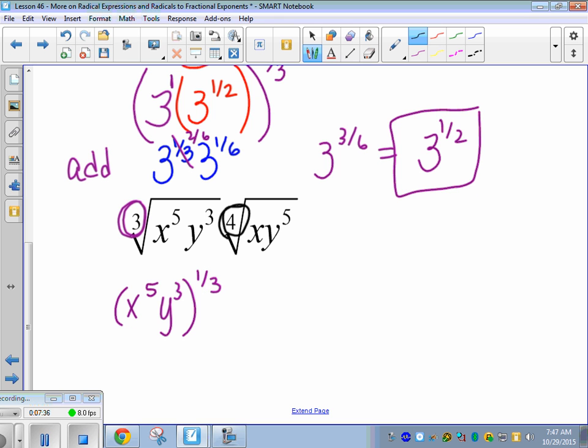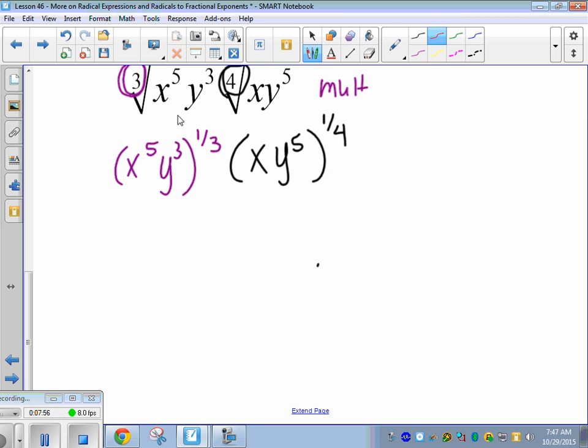All right, and now we have the 4th root. So the 4th root is the same thing as what power? What do you guys think? 1/4. So 1/4 goes on the outside of that guy. Okay, these are both powers on the outside of the parentheses, so both of them have to multiply to the inside powers. So 1/3 times 5 is 5/3. And what's 1/3 times 3, you guys? 1.